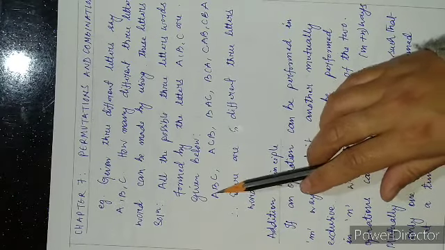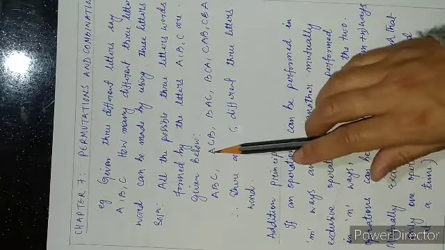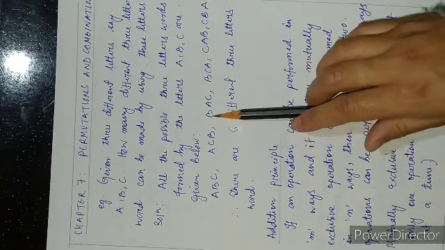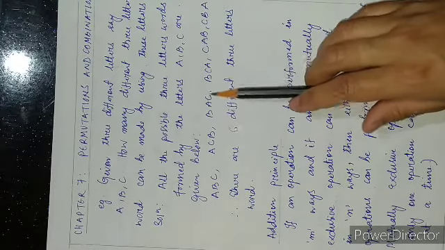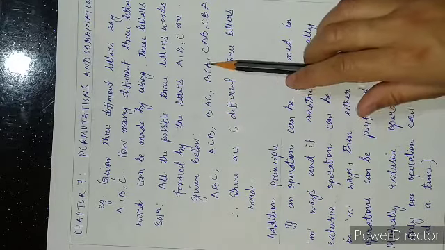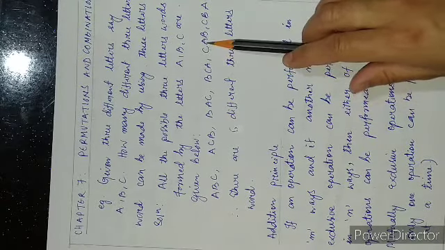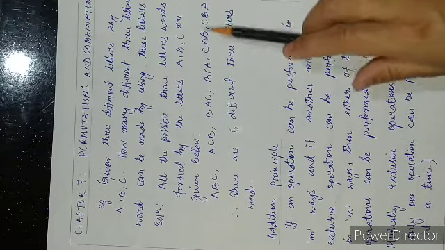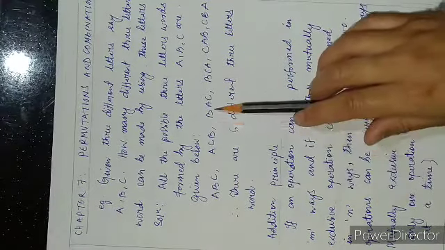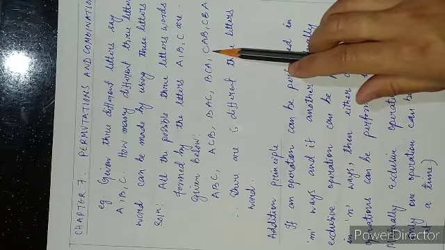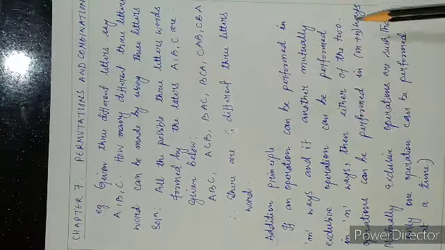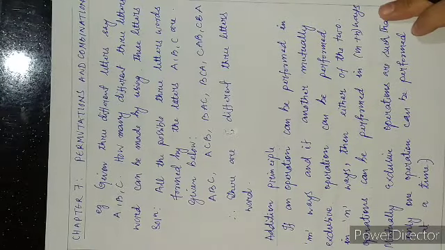First write A, B, C. Interchange the position of B and C, we get A C B. Then write B A C. Interchange the position of A and C, we get B C A. Then write C, A and B. Then interchange the position of B and A, we get C B A. So the total possible arrangements are 6.